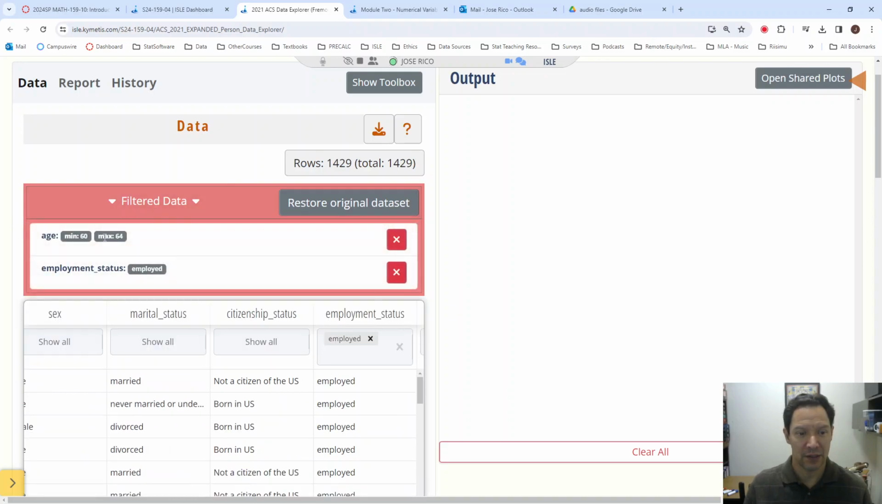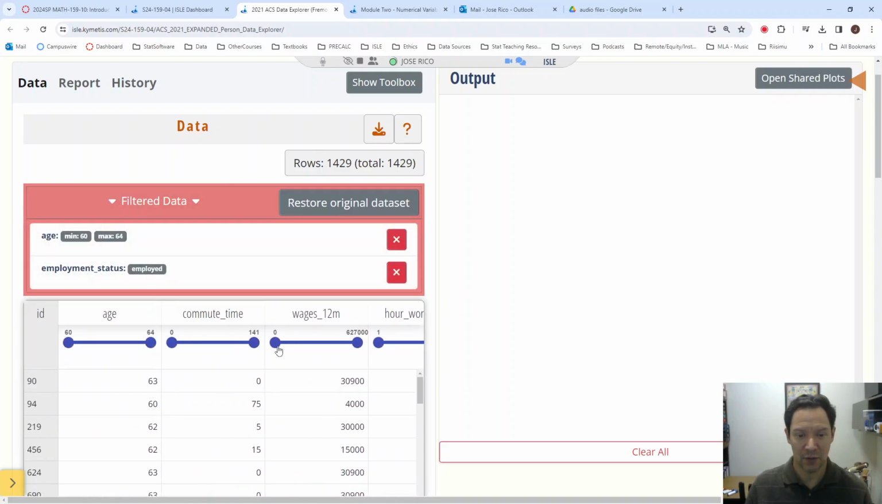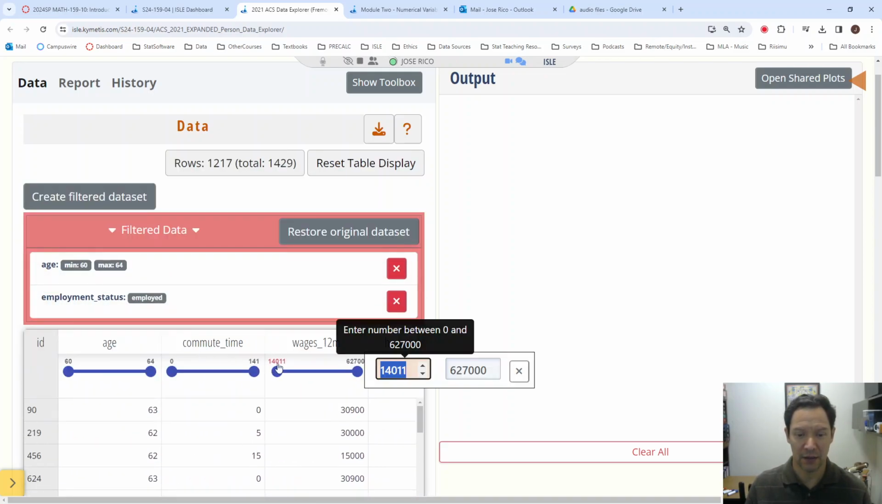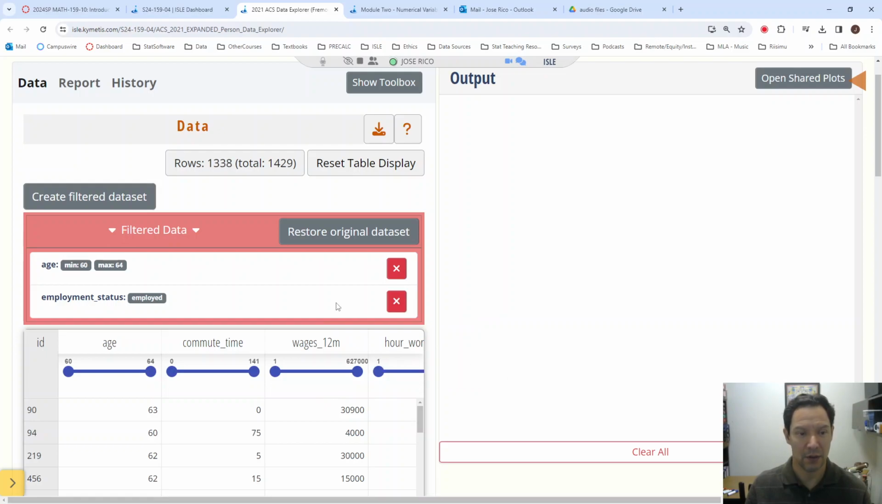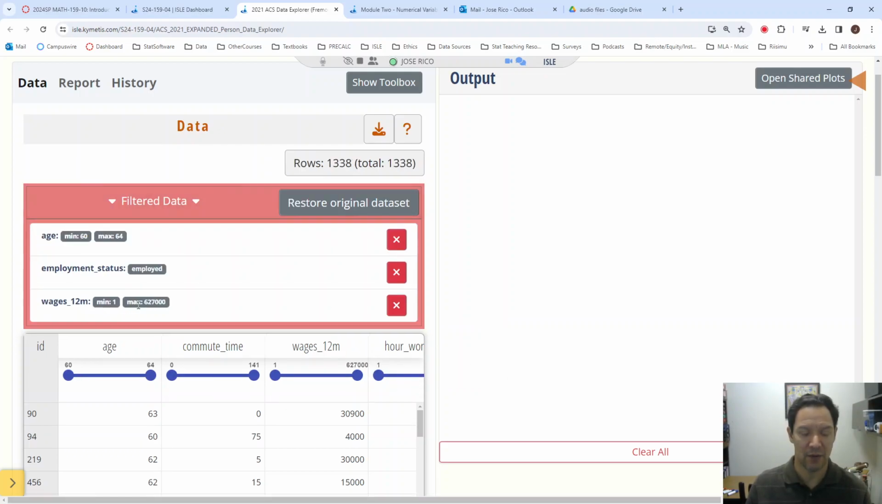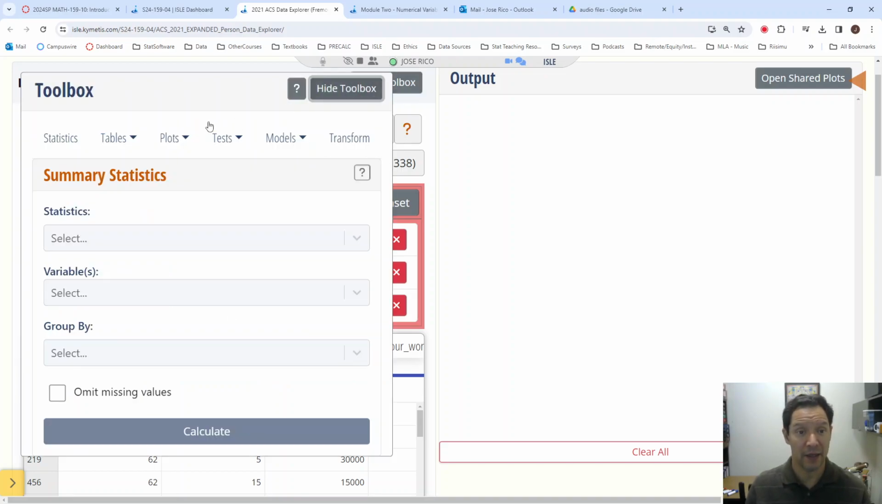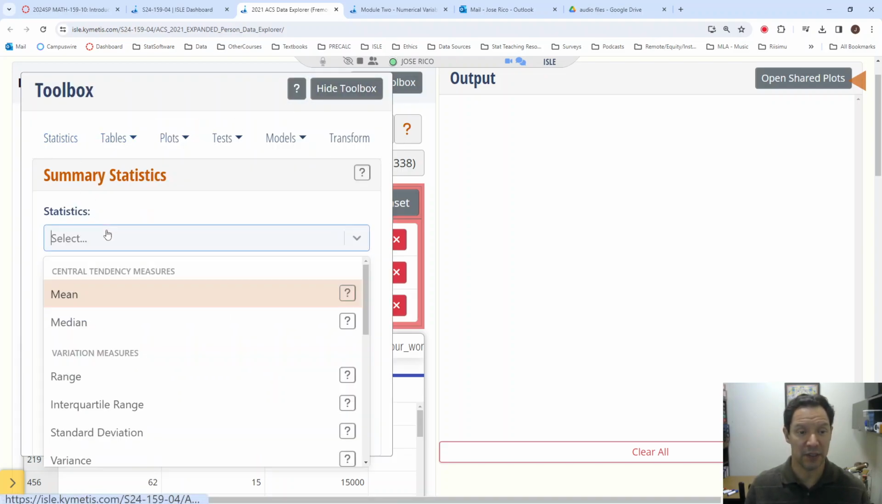So we have 60 to 64, employed. I'm also going to do the wages over $1 just because there was that issue of people who were reporting no wages, so I didn't want them in my sample. Okay, so we got wages above $1, 60 to 64, and employed. And we are now going to calculate summary statistics.